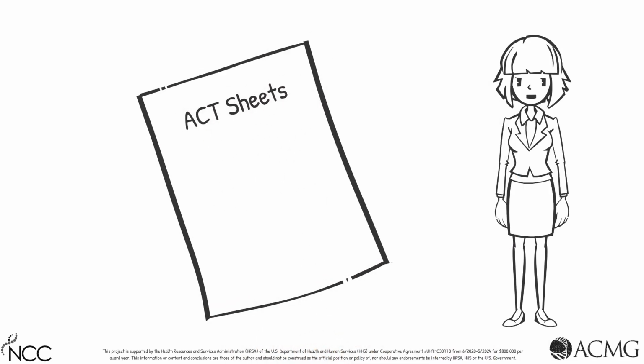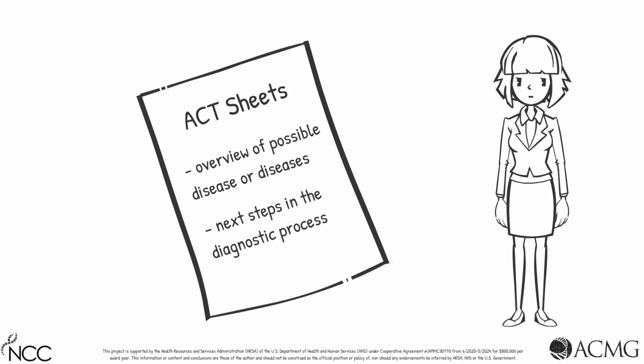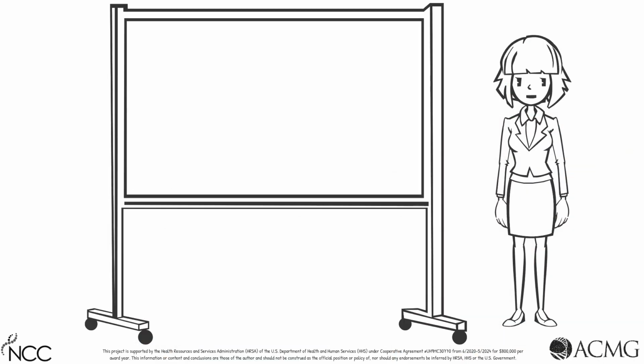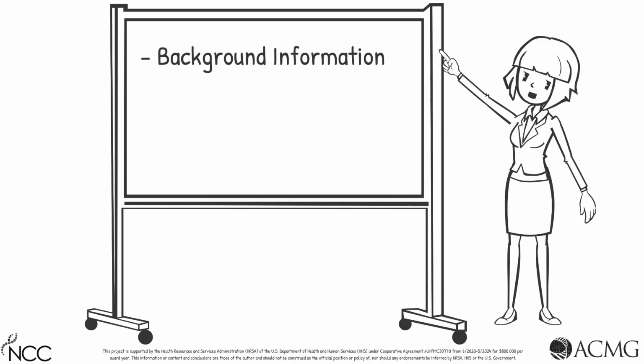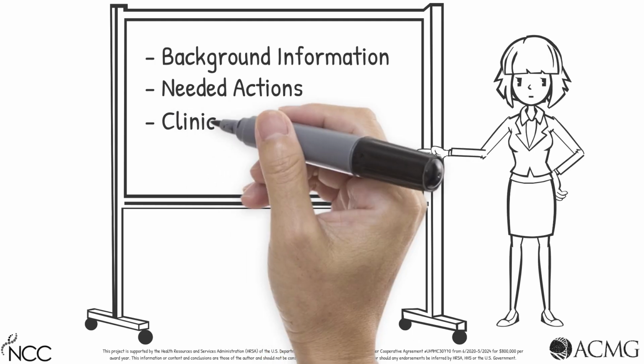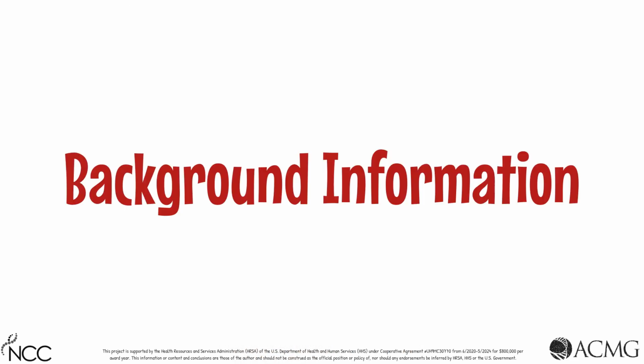The ACT sheets are intended to provide an overview of the diseases identified by newborn screening and clear next steps for the management of a positive newborn screening result. This session will cover background information on alpha thalassemia, including clinical features and the underlying genetic cause, actions a primary care provider needs to take upon receiving a screen-positive test result for alpha thalassemia, clinical considerations, and supplemental resources.